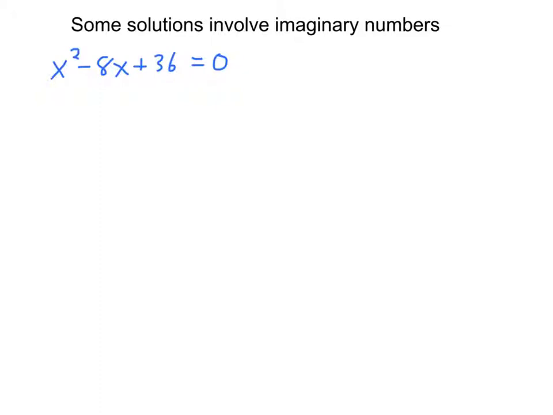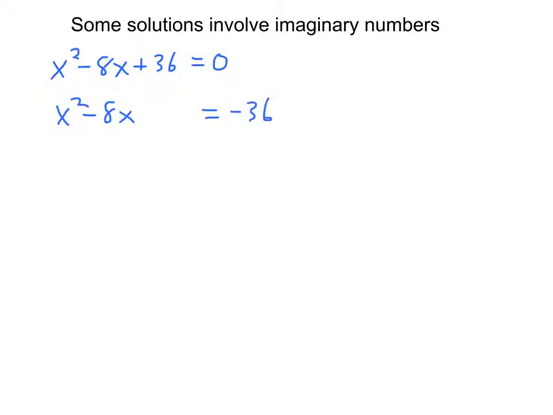Now, some solutions involve imaginary numbers, and that happens when we end up taking the square root of a negative number. When that happens, we're just going to want to write the answers in terms of i. So let's look at this example. We have x squared minus 8x plus 36 equals 0. So first we would just subtract 36 from both sides. So we have x squared minus 8x equals a negative 36.